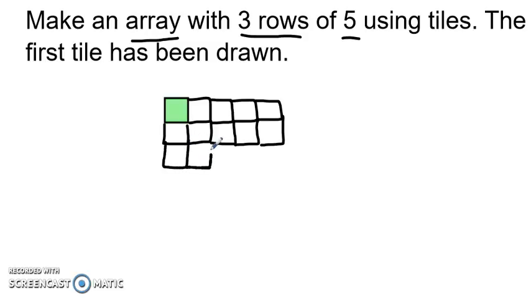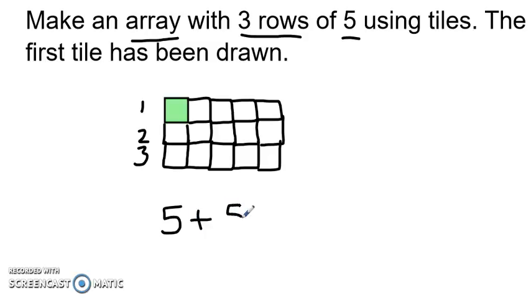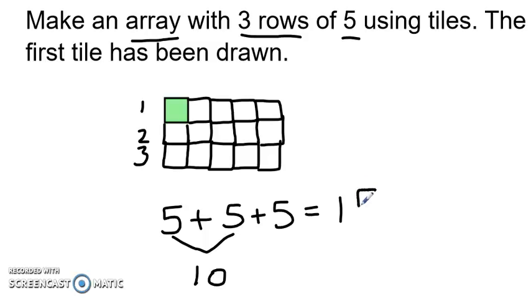1, 2, 3, 4, and 5. So now I have 3 rows, 1, 2, 3, and in each row I have 5 tiles. My matching addition sentence would be 5 plus 5 plus 5. So if we add this up, 5 plus 5 is 10. 10 plus 5 is 15. So I have a total of 15 tiles in 3 rows of 5.